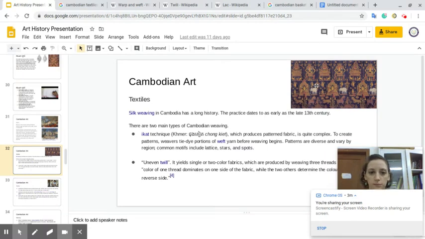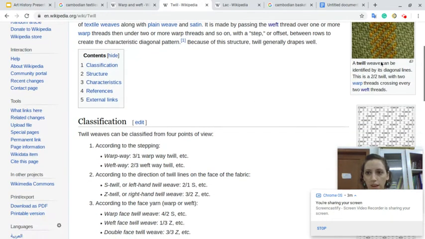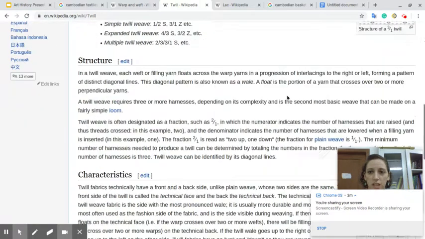Then there is the uneven tuile, and it's taking single or two colored fabrics and weaving the colors together. And so on the front, there's one pattern, and on the back, we see another pattern. So Tuile, we create these patterns here.